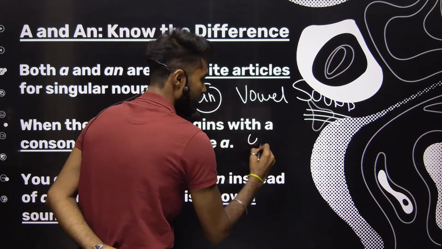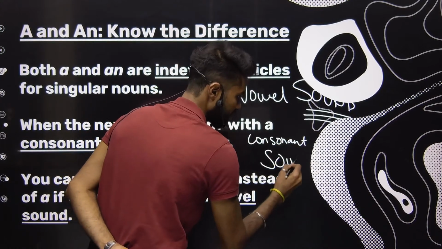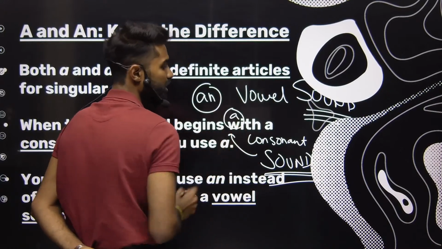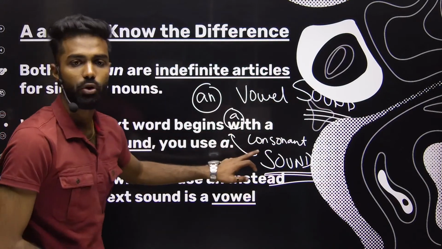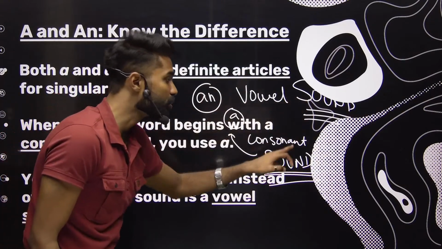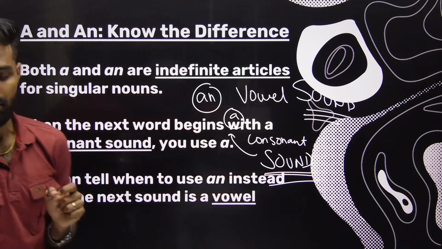And if it is a consonant sound again, then I'll be using a. All right. A will be used for consonant sounds and an will be used for vowel sounds. All right. This sound is important, not the alphabet or letter. I repeat it again and again. Clear?